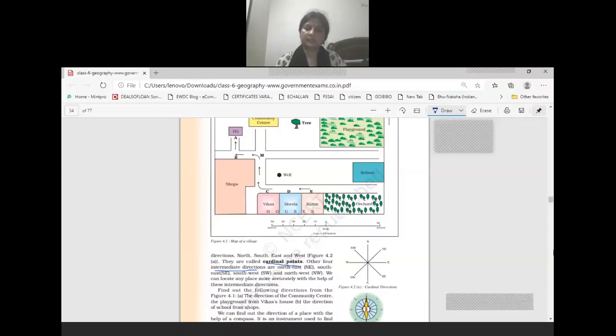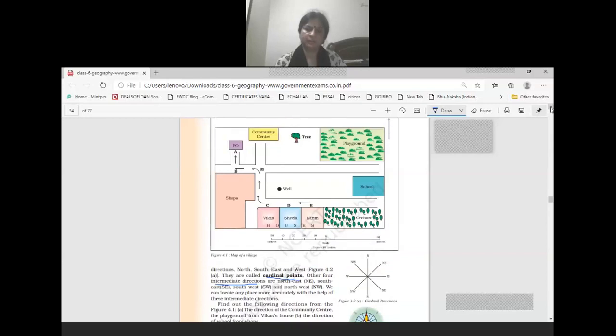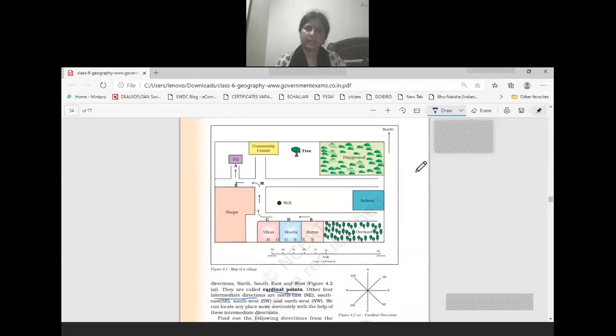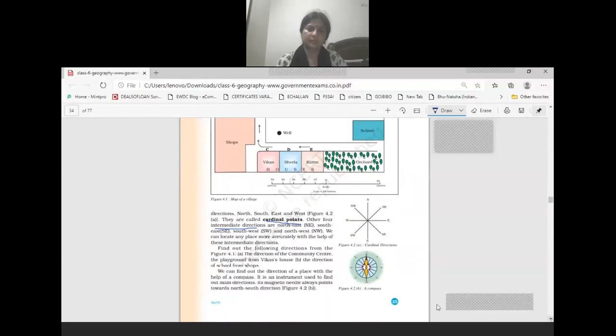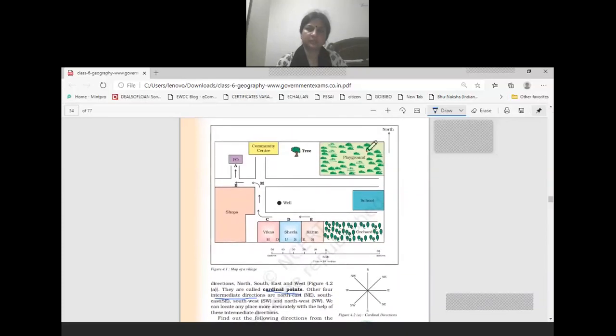Okay, and we were discussing this map, which is given of a village. This is a map of a village, and in this map, we were discussing about it. You can see it here. Find out the following directions from the figure 4.1a. This is 4.1a. The direction of the community center. Okay. What is the direction of the community center? The community center is in the north. Okay.